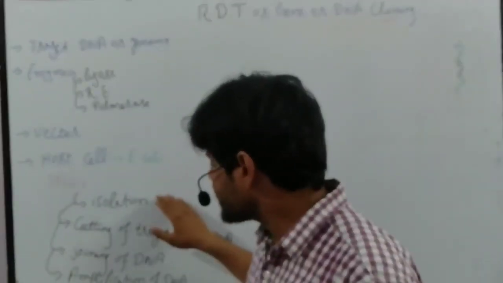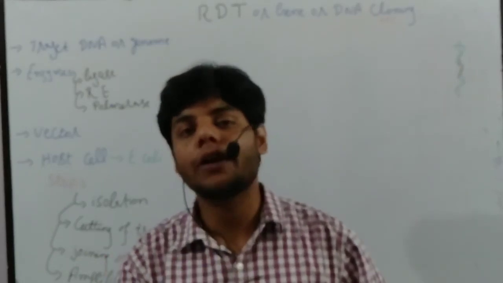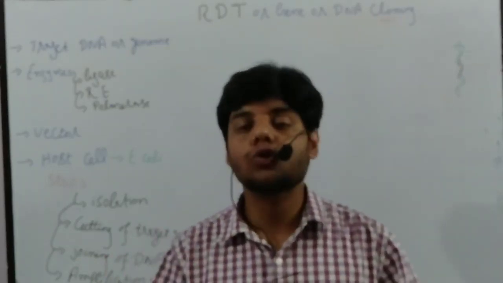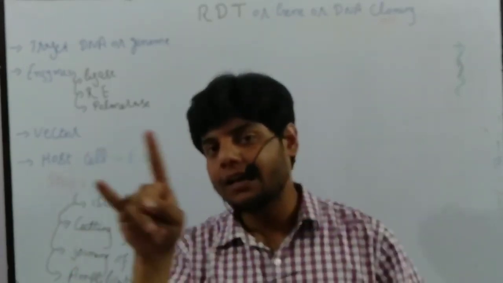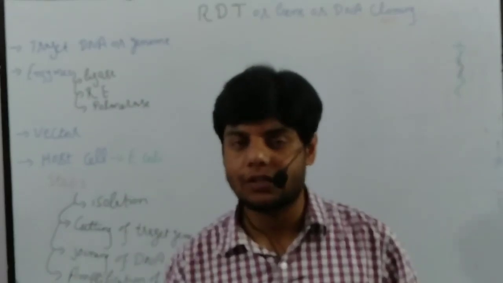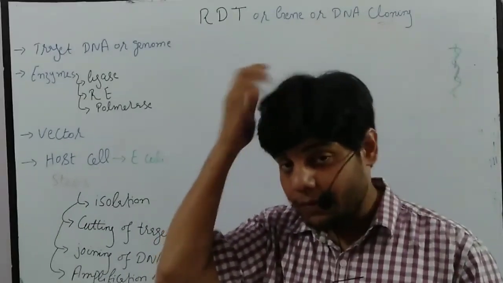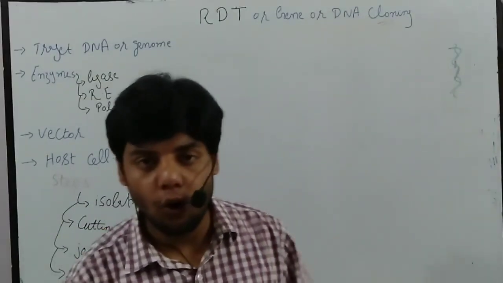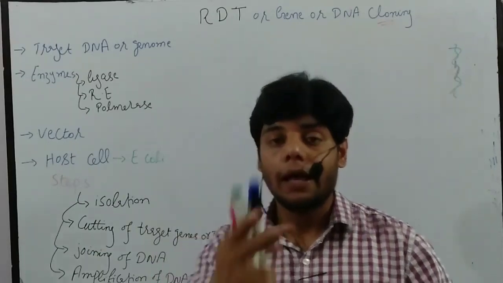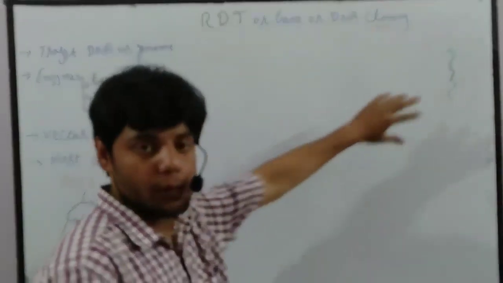Now once we select the cell, how do we isolate the genome? We should treat these cells with detergent, due to which the cell membrane is ruptured and the whole genome is released. Okay, this is the first step. The second step is the cutting, cutting of the target genome. We should cut that genome what we need. Now let me explain each step with the help of a diagram.